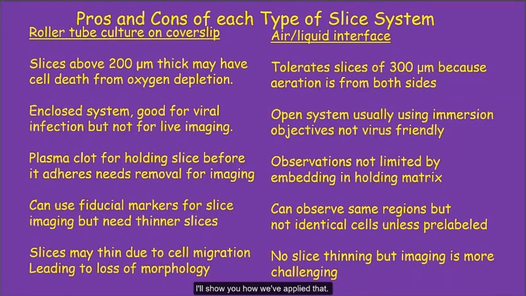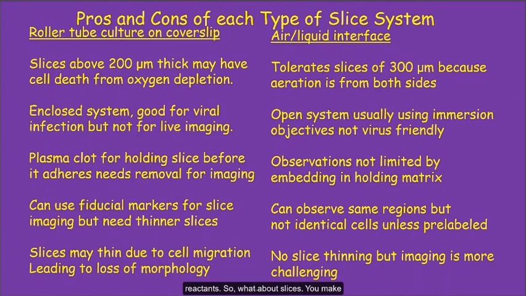The bad thing about these cultures when people first set them up is they'd use a good adhesive substratum and the cells would migrate out and the slices would thin and you'd lose all your morphology. So the hippocampus would thin down to a couple cell layers and it wasn't very good. The air-liquid interface, there's no slice thinning, but imaging is more challenging and some of these things are fairly obvious.